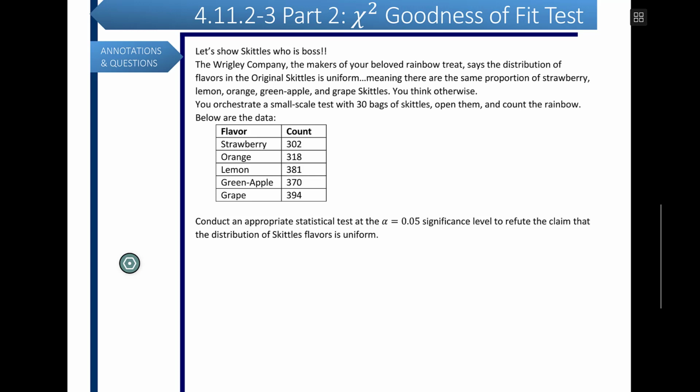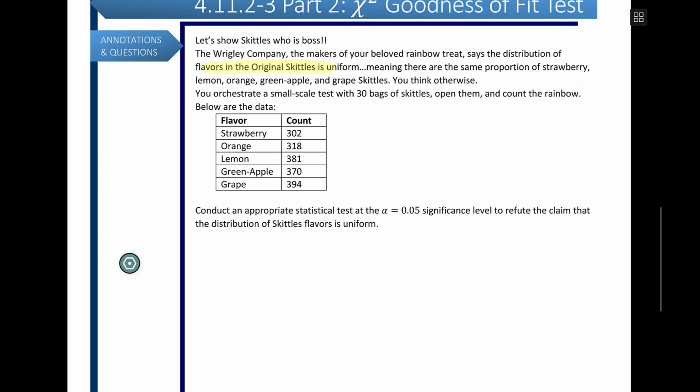Alright, it's time to show Skittles who's boss. The Wrigley Company, the makers of your beloved rainbow treat, says the distribution of flavors in the original Skittles is uniform. That's a huge component right there, uniformity. Meaning there are the same proportion of strawberry, lemon, orange, green apple, and grape Skittles.